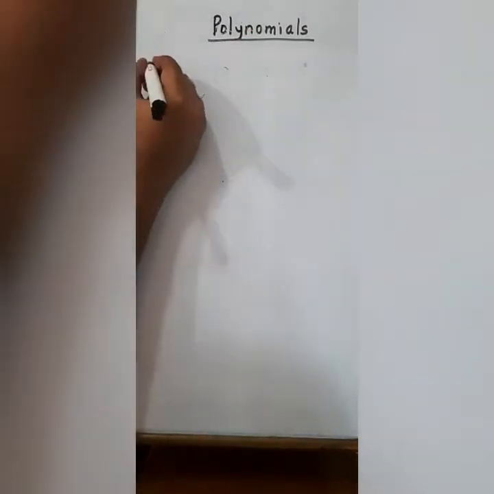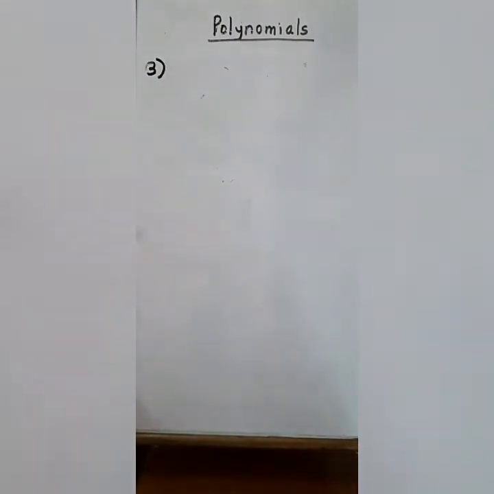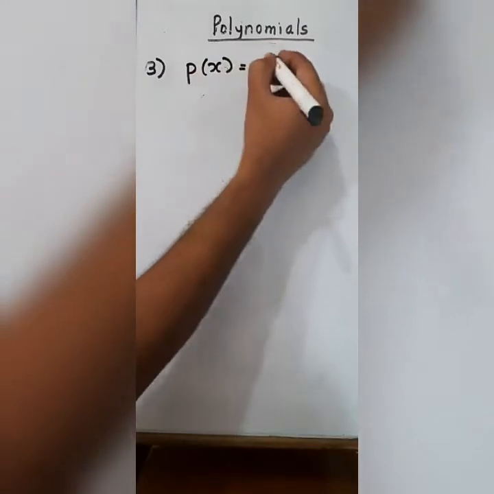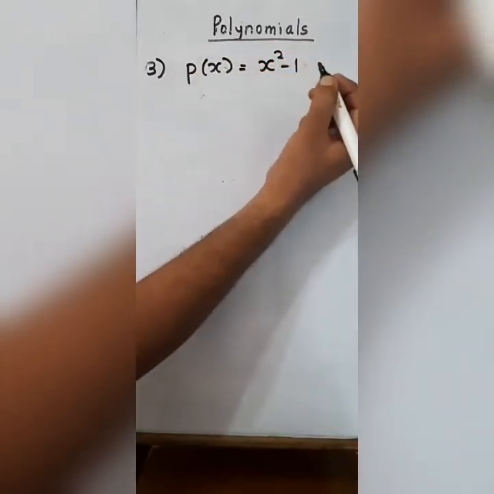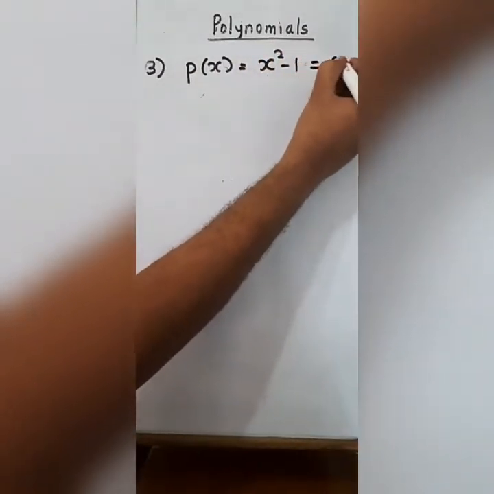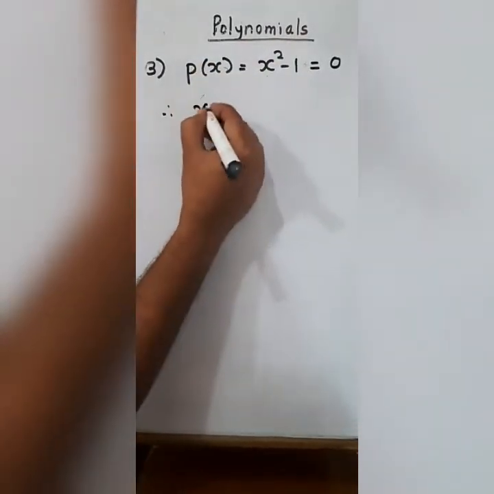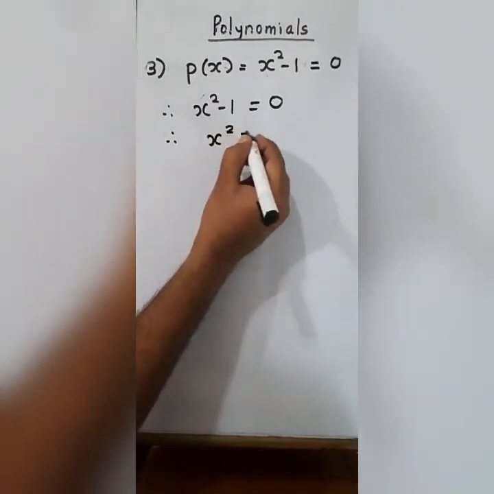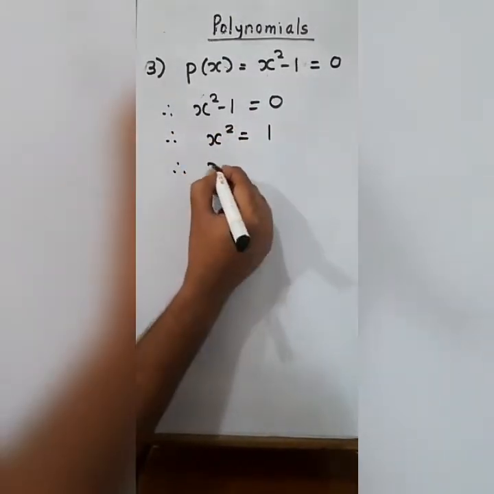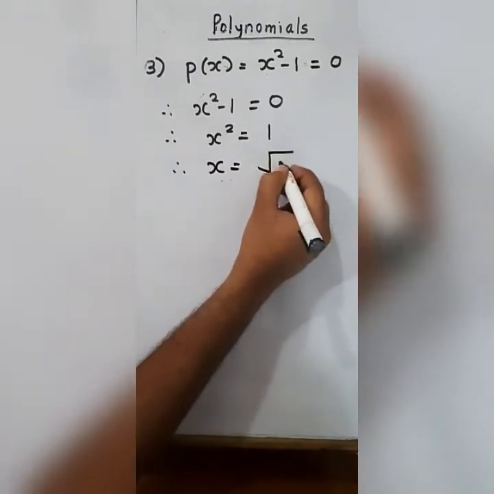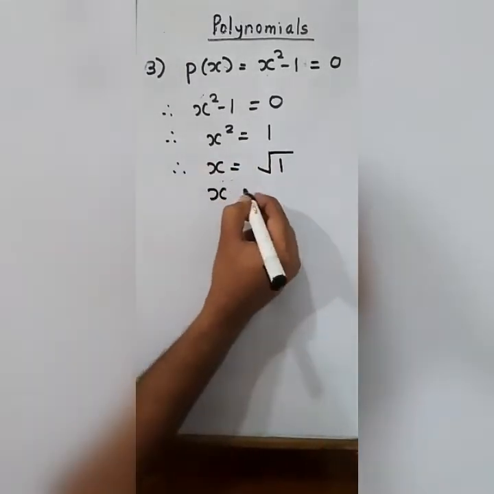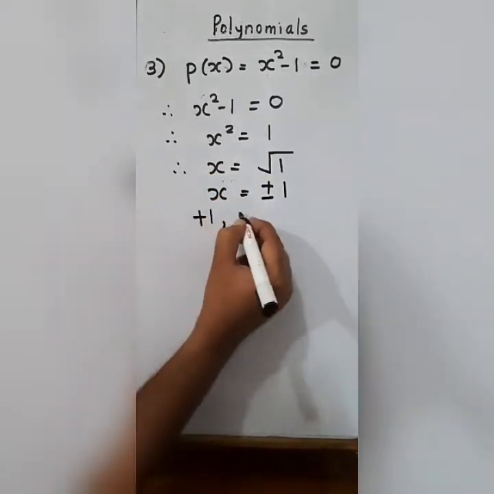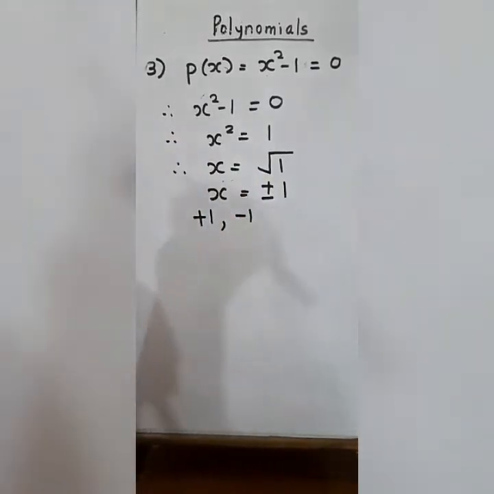Question number 3. What are the zeros of the polynomial p of x is equal to x square minus 1? To find the zero, we equate the polynomial to 0. So therefore x square minus 1 is equal to 0. Therefore x square is equal to 1. Therefore x is equal to square root of 1. Whenever we take roots, we have to take the answer as plus and minus 1. So answer will be plus 1 comma minus 1. Option A.